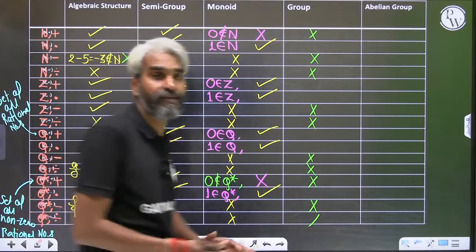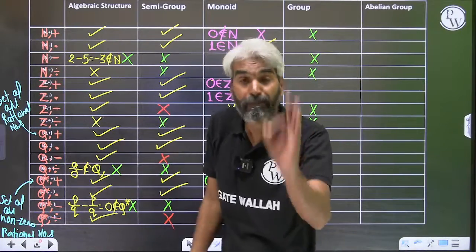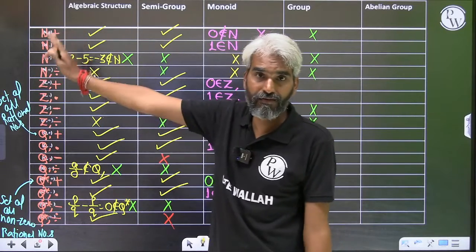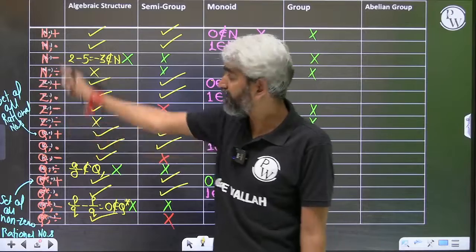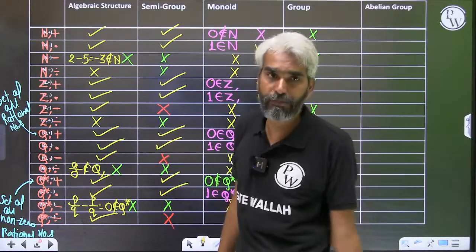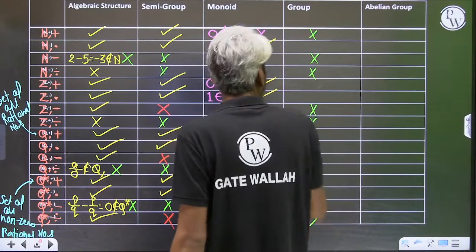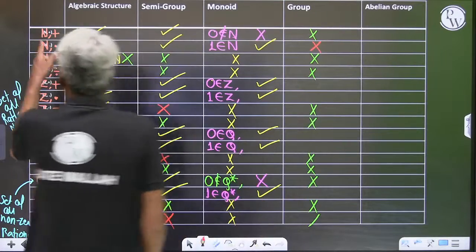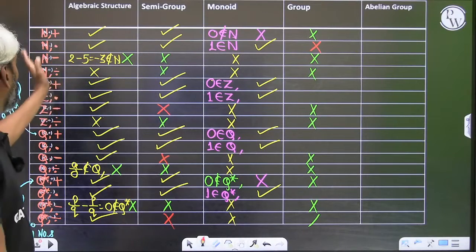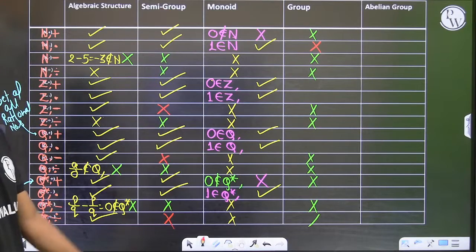So please try to understand. Inverse will not exist for any element in this set except for the identity element, that is 1. So inverse of 1 will be 1. But if you take 2, inverse will be 1 by 2, not present in the set of natural numbers. 3, 1 by 3 is not present in the set of natural numbers. Clear? So, set of natural numbers is not a group with respect to addition. Set of natural numbers is not a group with respect to multiplication. Natural numbers is not a group with respect to subtraction. Set of natural numbers is not a group with respect to division.